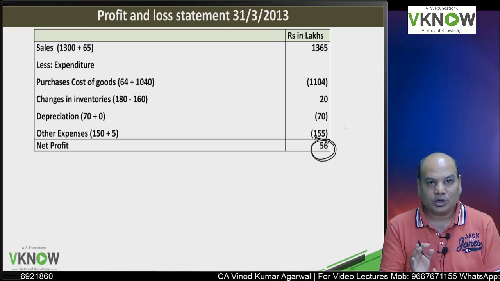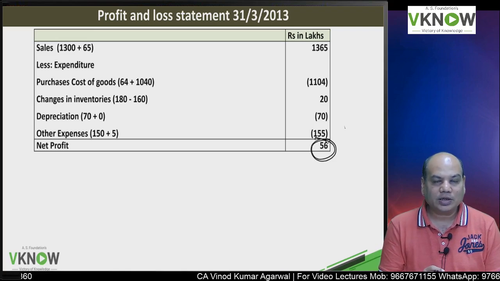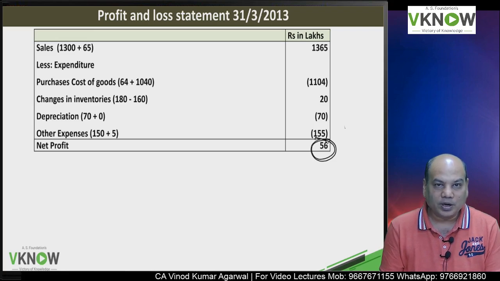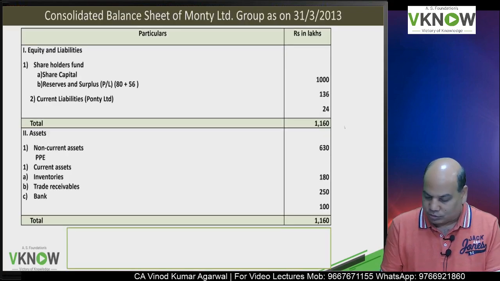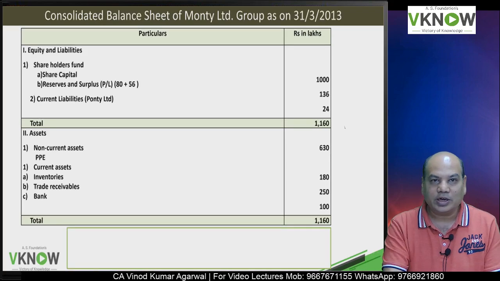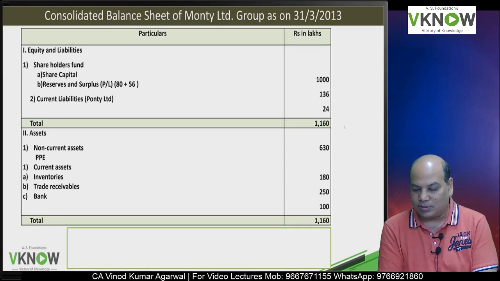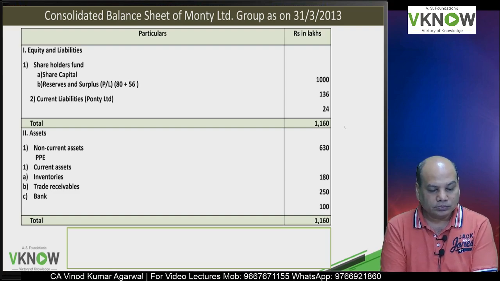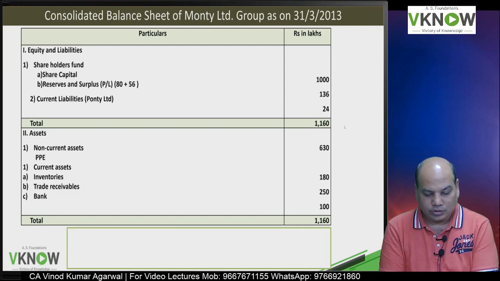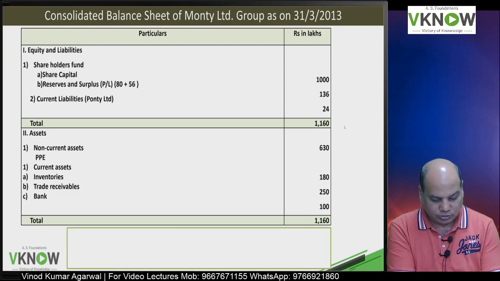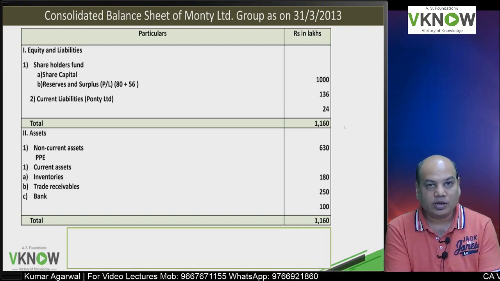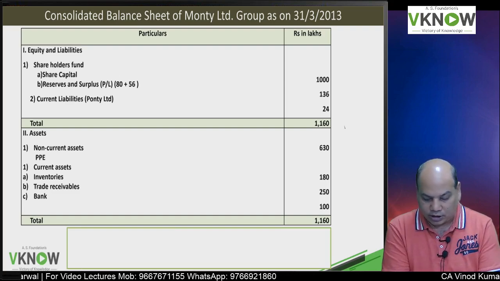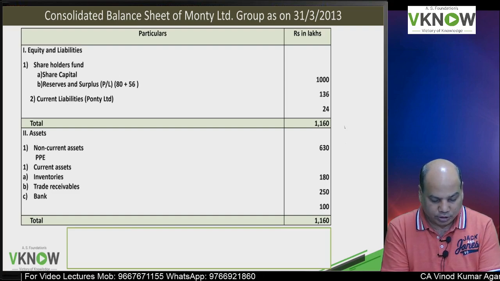Fixed asset will be shown in property, plant, equipment. Debtors and bank and closing stock will come in current asset. So that is how you will prepare the balance sheet. Very good question. Please write consolidated balance sheet of Monty Limited on 31/3/2013. Consolidated balance sheet of Monty Limited as on 31st March 2013. Balance sheet preferably should be in Schedule 3 format. Okay, write point 1.